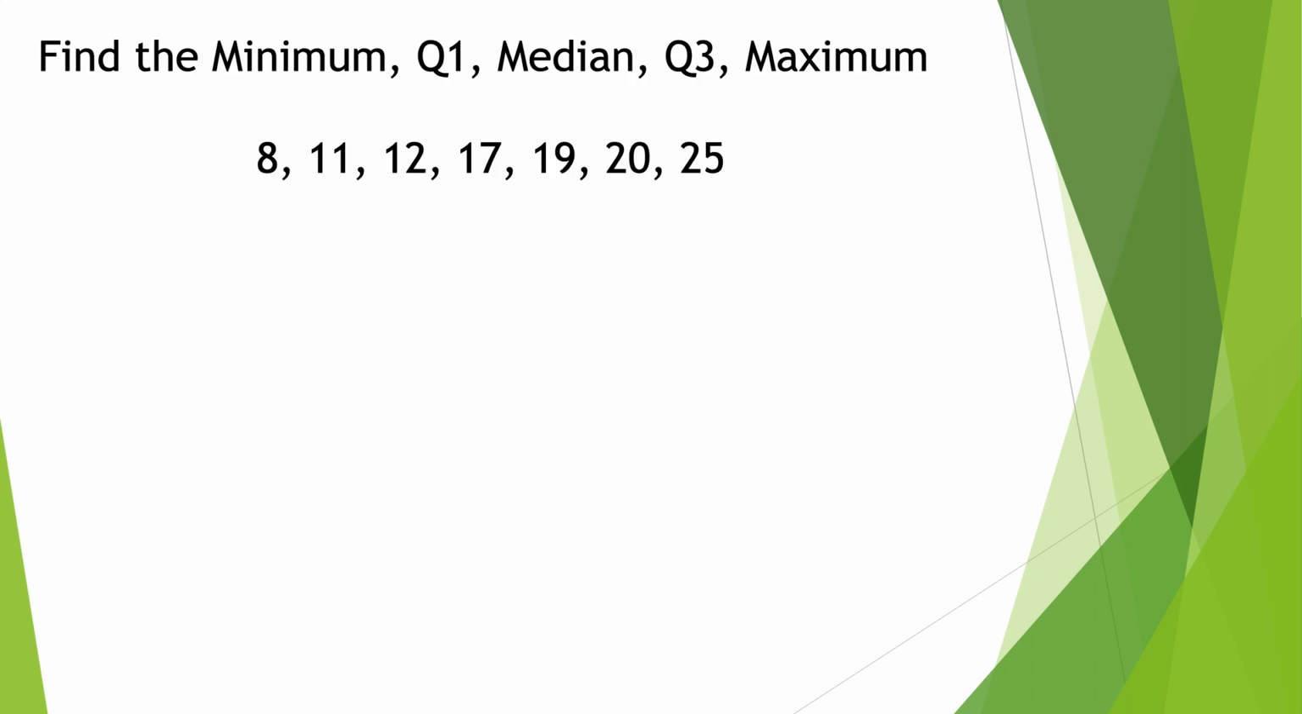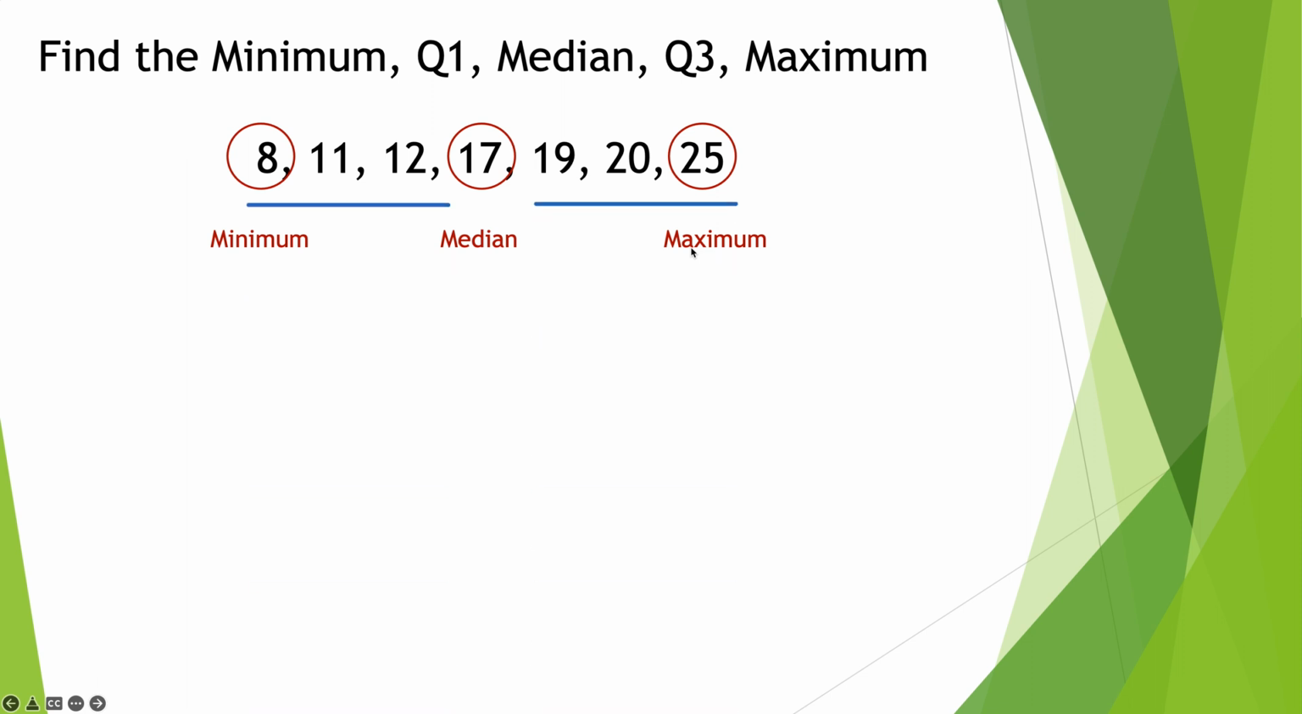Now, you find the minimum, first quartile, median, third quartile, and maximum of this set of numbers. Do stop and start. Okay, so they're right away very easy to identify: the minimum, the maximum, and the median, the one in the middle. Notice there are 3 numbers below the median and 3 above. Now, that gives me the lower set of 3 and the upper set of 3.